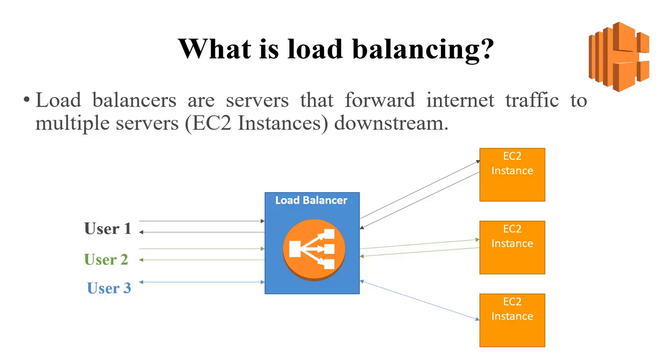Load balancers are the servers that forward internet traffic to multiple servers, EC2 instances downstream. There are backend targets. Remember that this is a target group. Maybe in that group I have 1 instance or 2 instances or 5 instances or 100 instances.